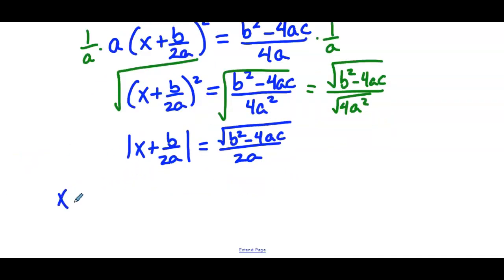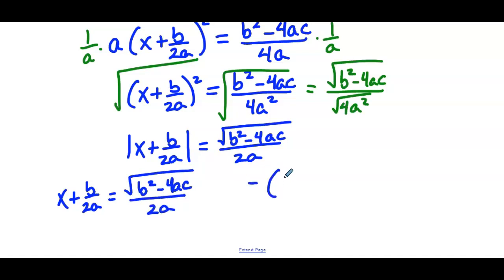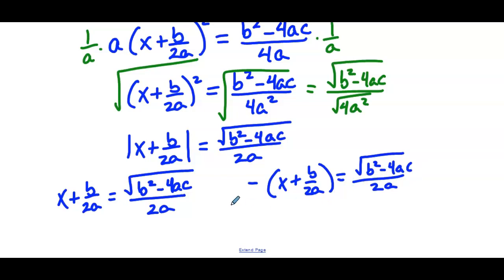So then I have x plus b over 2a equals the square root of b squared minus 4ac all over 2a. And I also have the negation of x plus b over 2a equals the square root of b squared minus 4ac over 2a. Okay, so again, looks really complex, but I see a lot of the parts of the quadratic formula. I see the discriminant, I see the 2a that's in the denominator, then we have two equations, so we're probably going to get that plus or minus that we should get.